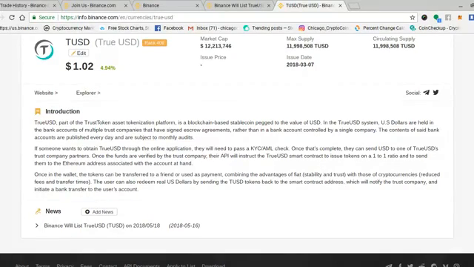In the TrueUSD system, US dollars are held in the bank accounts of multiple trust companies that have signed escrow agreements, rather than in a bank account controlled by a single company. The contents of said bank accounts are published every day and are subject to monthly audits. If someone wants to obtain TrueUSD through the online application, they will need to pass a KYC AML check.